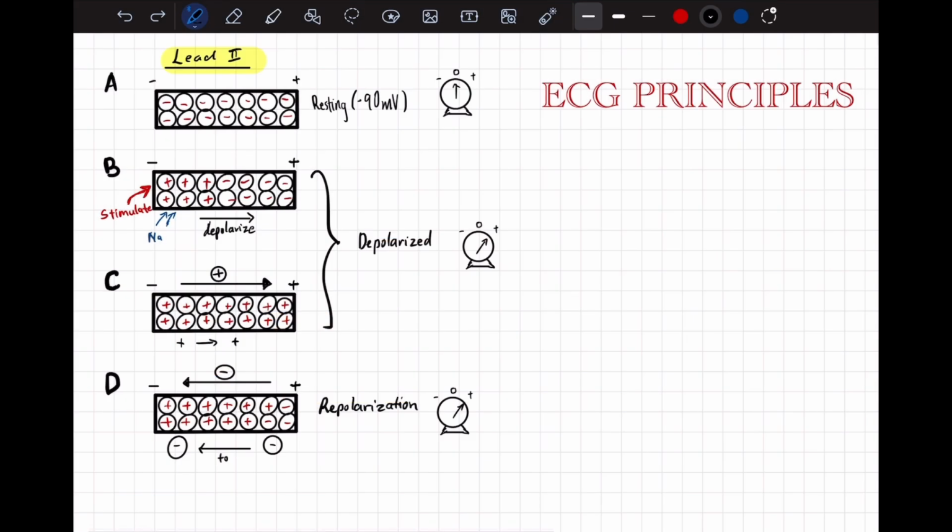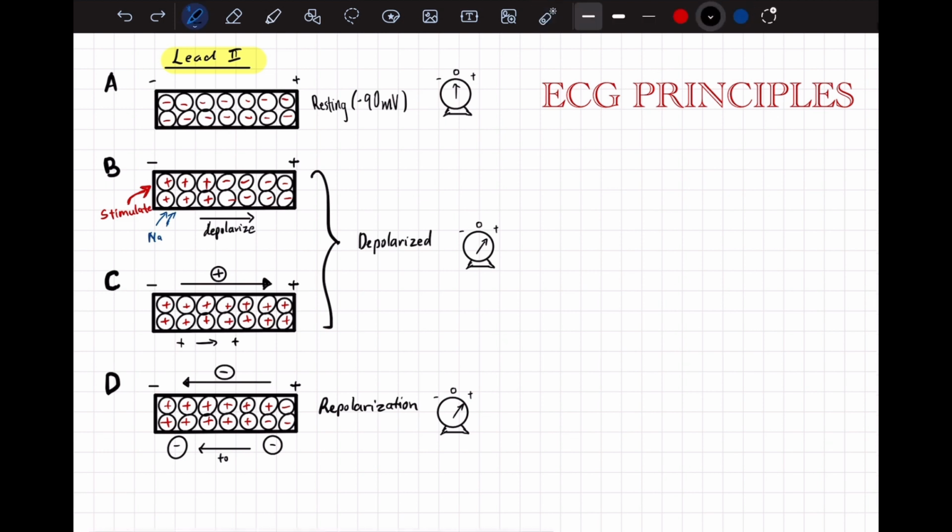So here we have an example of an ECG lead, and I've chosen lead 2 because it is a lead that is closest to the axis of the heart. And all leads have a positive and negative pole, and an action potential will always travel from the negative to the positive pole, just like a battery. The inside of the lead is all negatively charged because the resting potential of the cardiac muscles is approximately negative 90 millivolt, which is a polarized state.